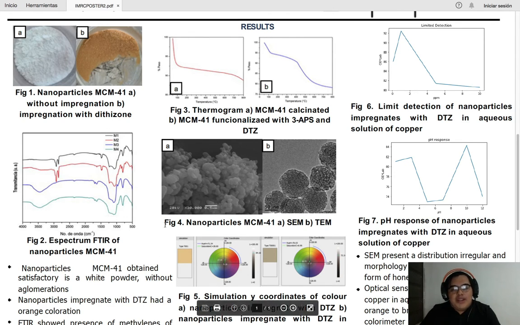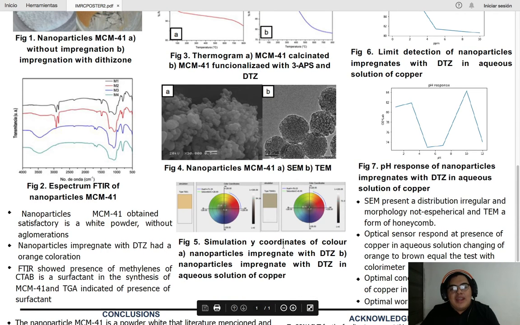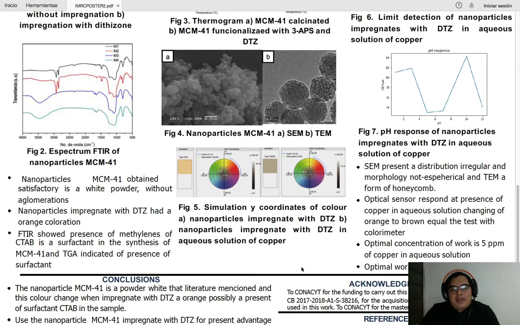The nanoparticles are not spherical in form. The morphology is not spherical, with an irregular distribution. They also present the honeycomb form, like in the literature. We also tested with the colorimeter the change of color in the powder.